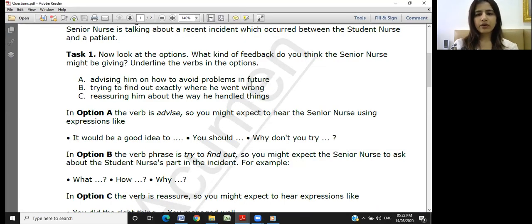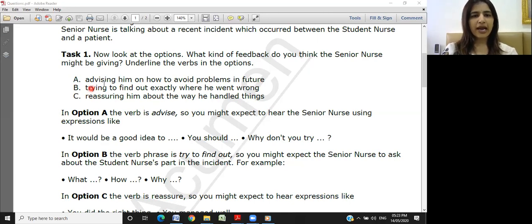Okay, so here, definitely we had something about the future. Yes, she did ask, would you do anything differently in the future? So, yes, there was something about the future, but was she giving advice or was she asking the student nurse himself how he would change, right?